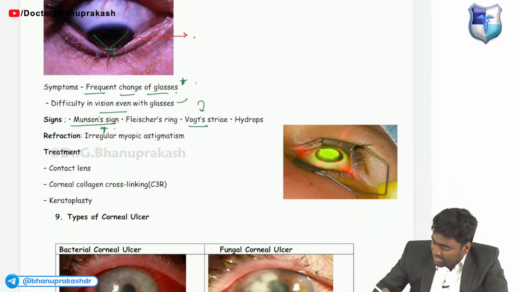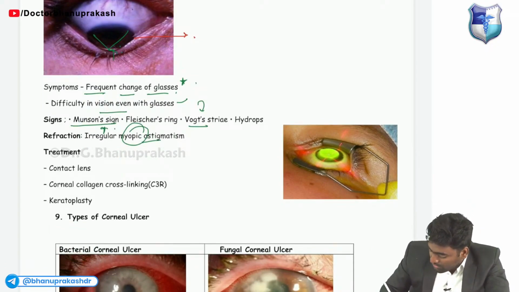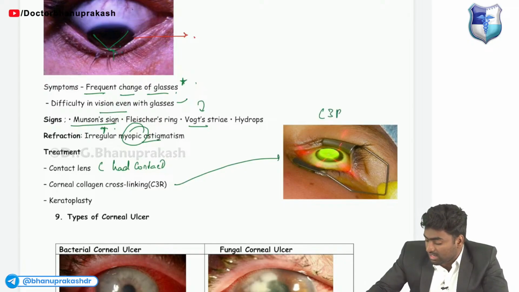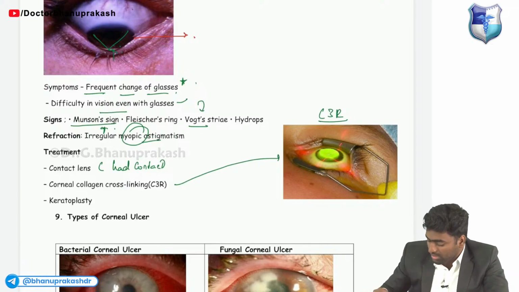Remember. Next, it can lead to this irregular myopia and myopic astigmatism even. And to treat this condition, we can give this hard contact lens and one more therapy, which is known as C3R, which is known as collagen cross-linking with riboflavin. Collagen cross-linking with riboflavin. Okay, fine.